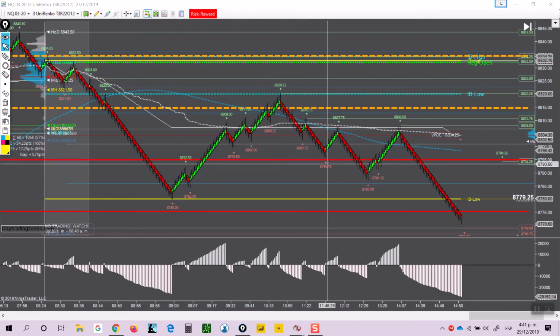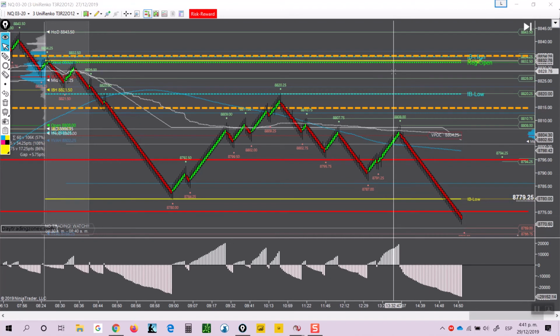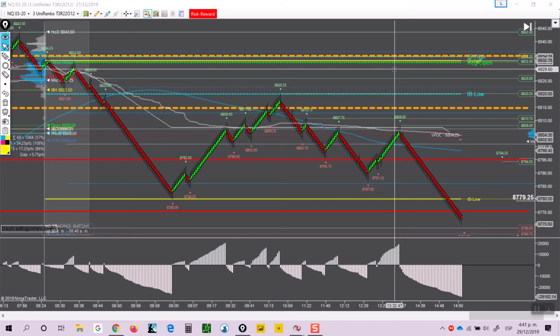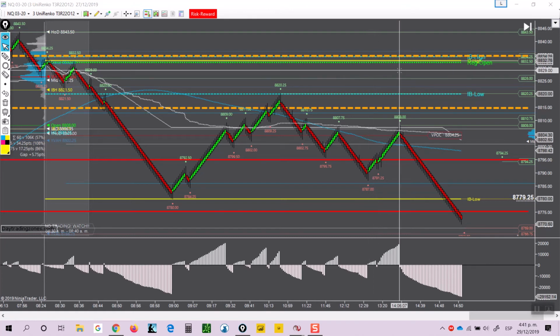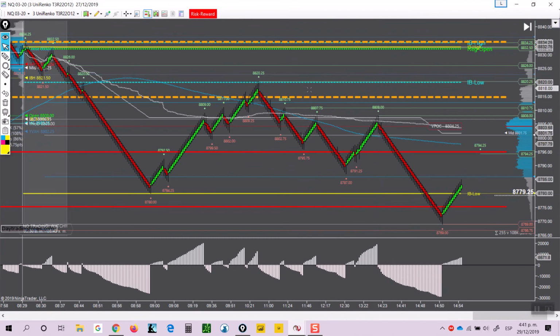Okay, those levels are going to be revisited, and those levels will also let us know if we're going to have a very strong move in the price, or if we have a wide opening initial balance, or range. So yeah, it's a lot of things happening around those levels.